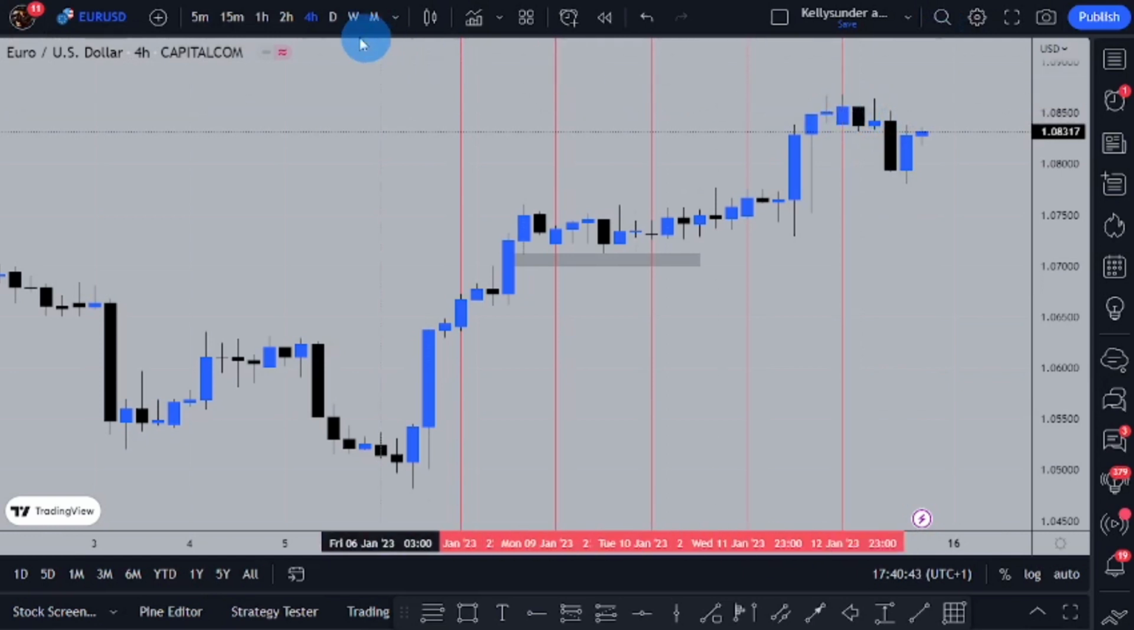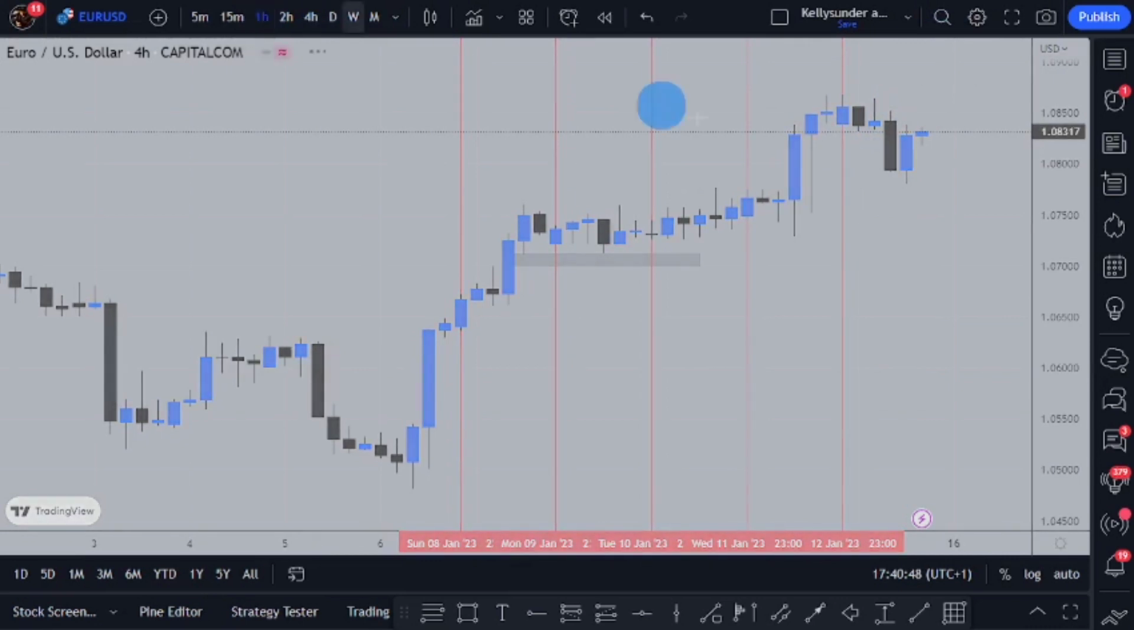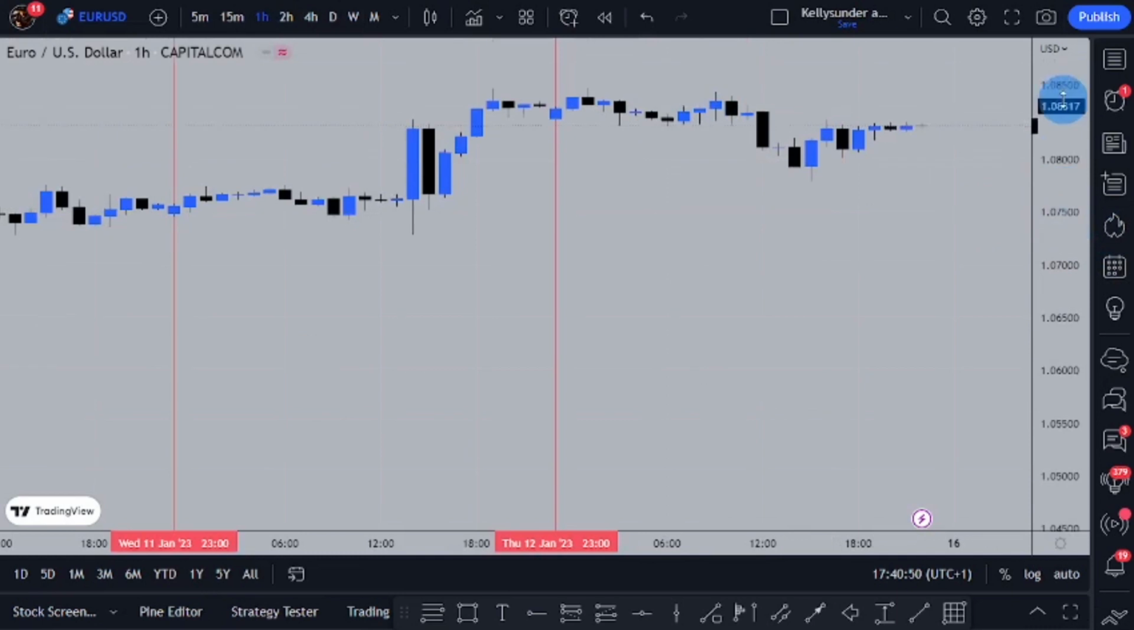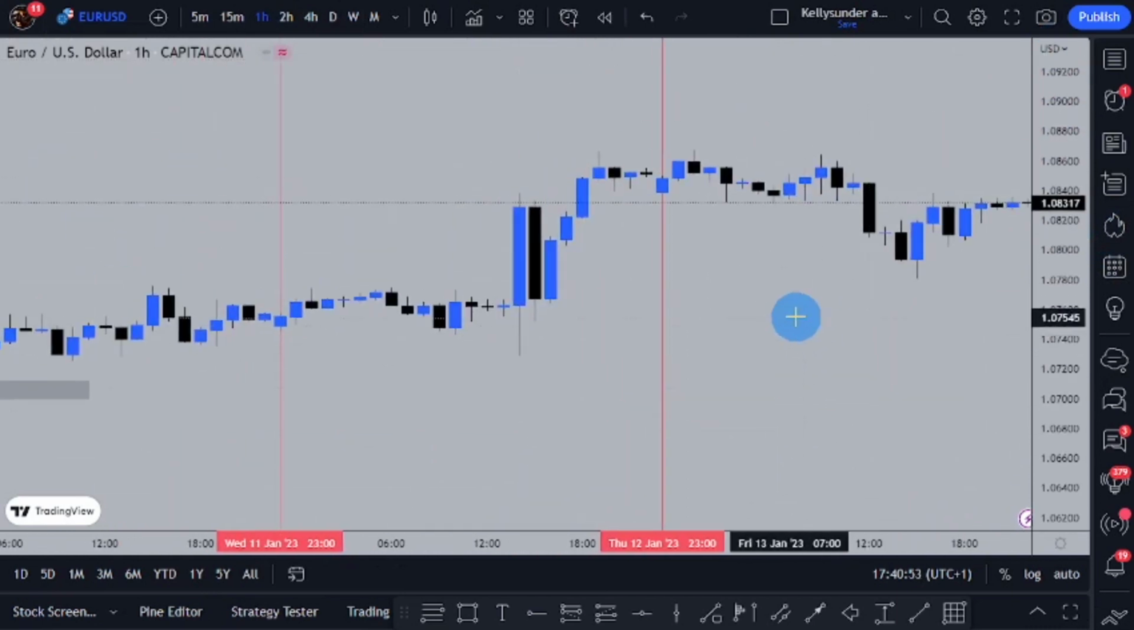So let's break down to the 1 hour, so let us see it clearly, because this is a 4-hour window. Okay, we couldn't actually determine it properly. Okay, it seems like it was on Friday currently. So let's go back to the 4-hour time frame.